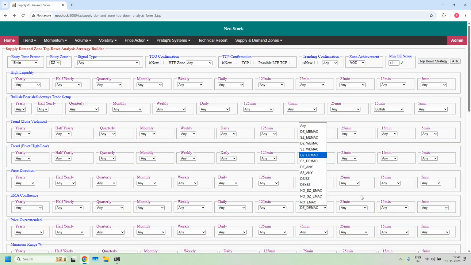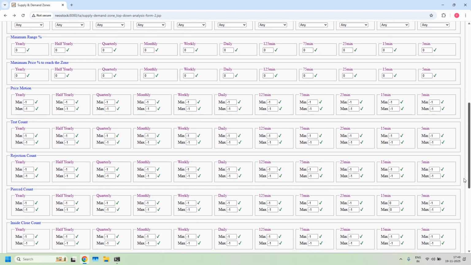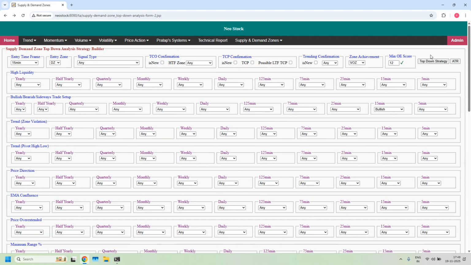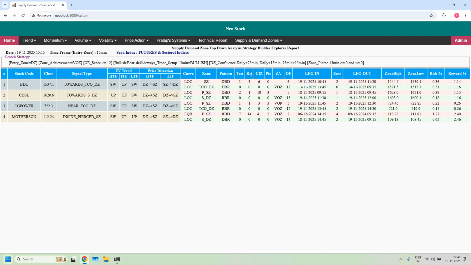Second strategy, removing ITF EMA filter. Second strategy, first step, all the three demand zone confluence filters, that is 15 minutes and 75 minutes, 15 minutes and daily, 75 minutes and daily demand zone confluence. By enabling all the three filters, we got 4 stocks. In all the 4 stocks, all these 15 minutes demand zones overlapped with 75 minutes demand zone. Both together again overlapped with daily demand zone.